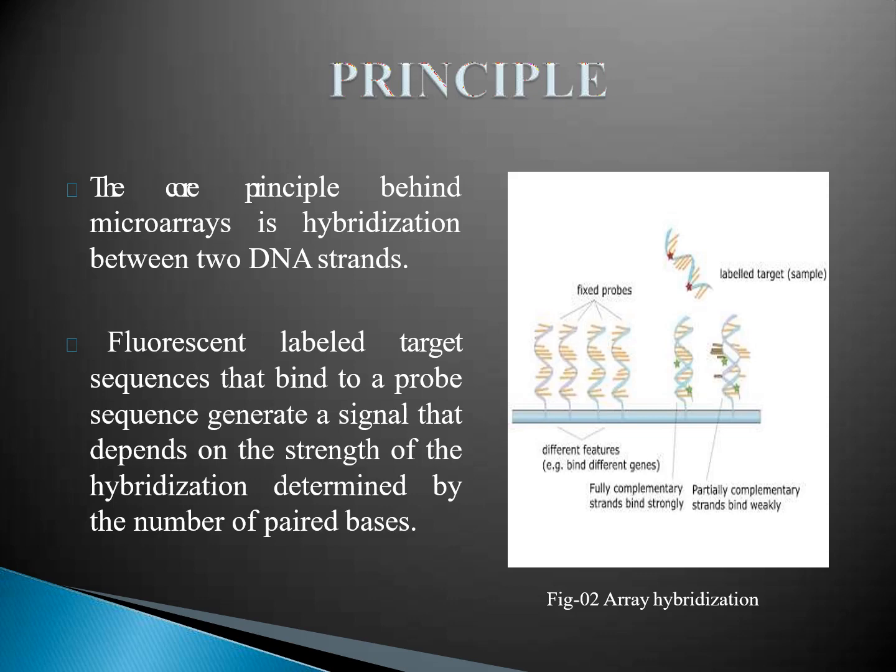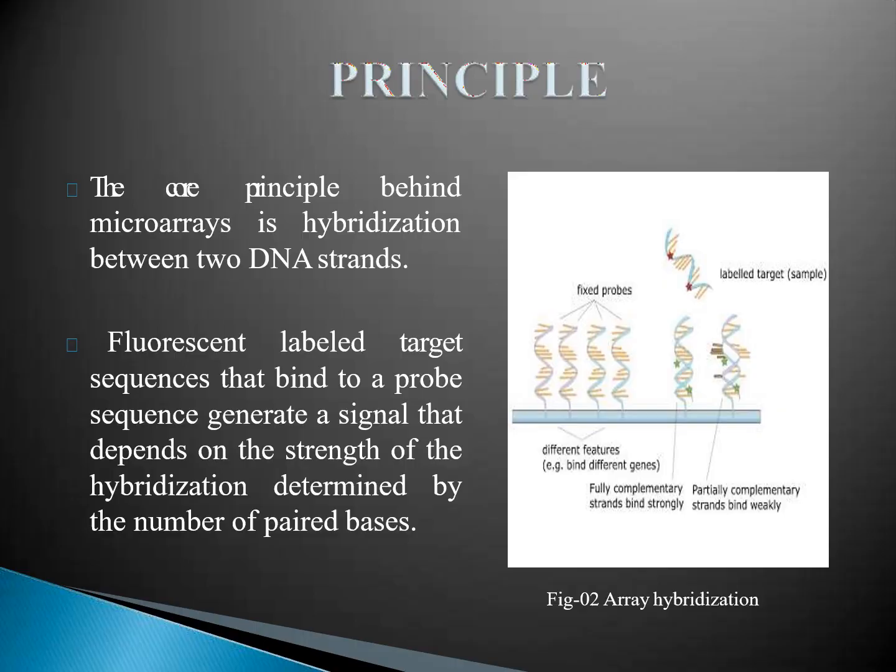Now the DNA strands from the sample which have full complementarity with the probe will bind strongly, and the labeled targets from the sample which have partial complementarity to the probe will bind weakly. Now the fluorescent labeled target sequence that binds to the probe sequence generates a signal that depends on the strength of hybridization, determined by the number of paired bases. So if the DNA from the sample forms full complementary base pairing with the probe sequence, then the intensity of the fluorescence will be high. And if only partial complementarity is present between the sample and the probe, then the intensity of the fluorescence will be less.